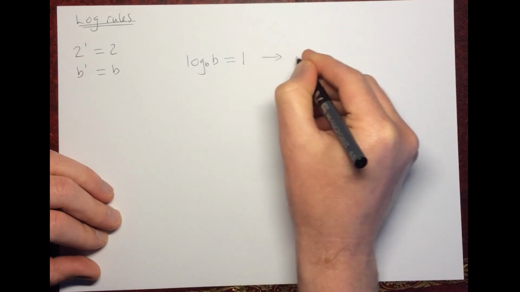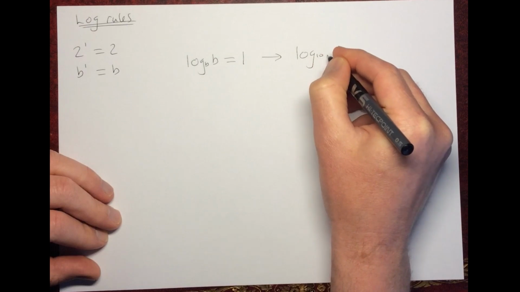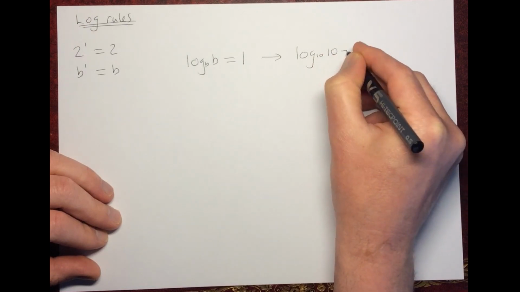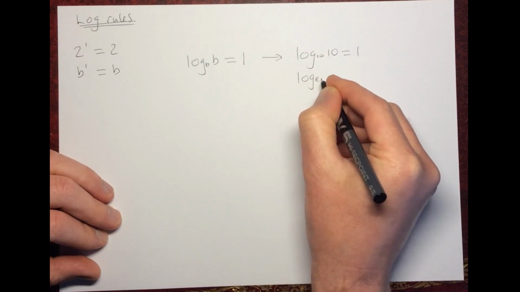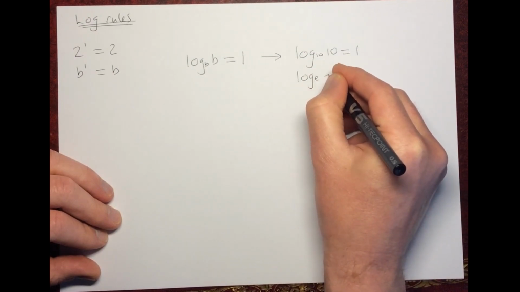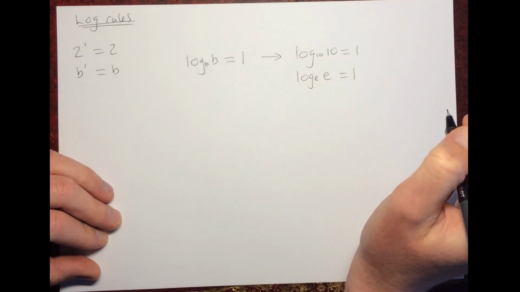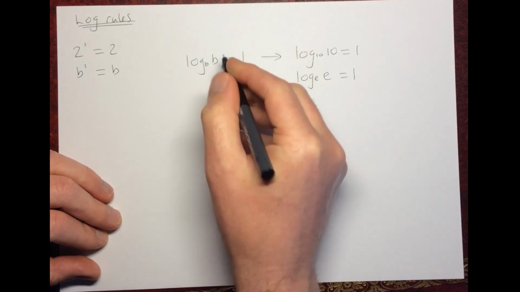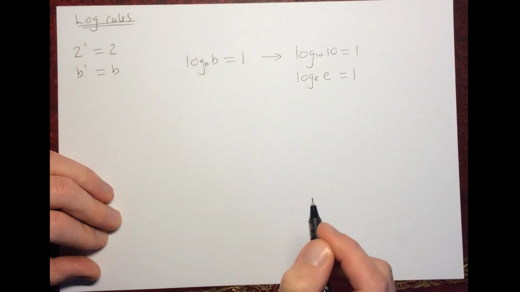So let's do an example. Log to the base 10, so our base is 10. If we log the same number as the base, 10, we'll get 1. The same with log to the base e. If I log e to the base e, I get 1. So that's a general rule for logs. When you log any value that's equal to the base, you get 1.